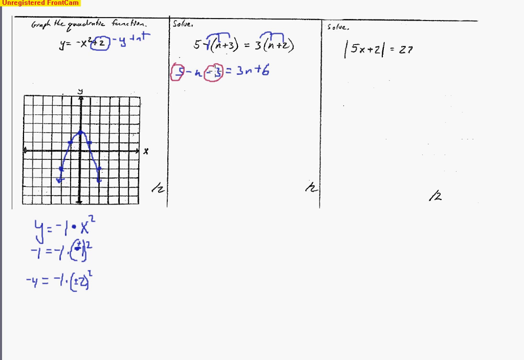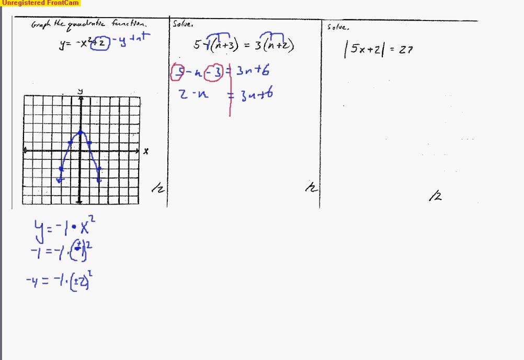Remember, a common mistake people make here is they'll do an opposite operation on the same side of the equal sign. Only do an opposite operation when you go from one side to the other side. So in this case, 5 minus 3 makes 2 minus n all equals 3n plus 6.